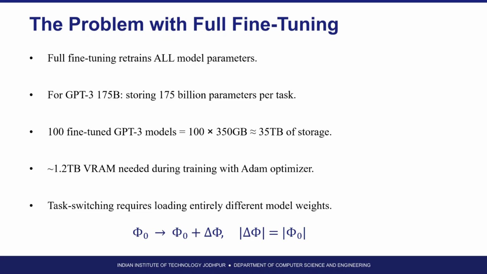And during training with the Adam optimizer, you need roughly 1.2 TB of VRAM. That's an enormous amount of GPU memory. Also, every time you want to switch tasks, you have to load different model weights. Mathematically, you are going from pre-trained weights Φ0 to Φ0 plus ΔΦ, where the update is as large as the entire model. This is clearly unsustainable.